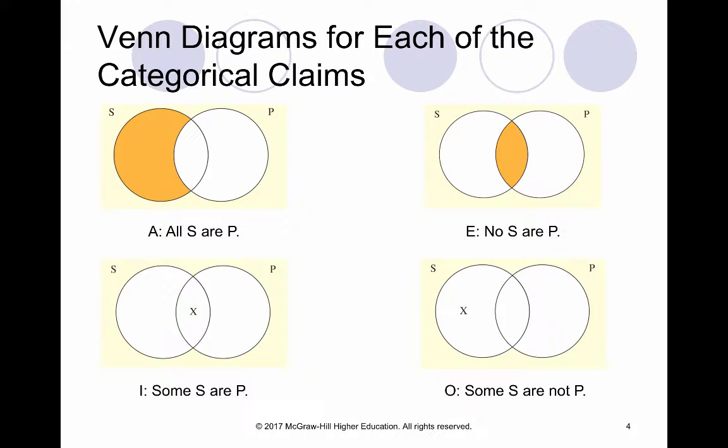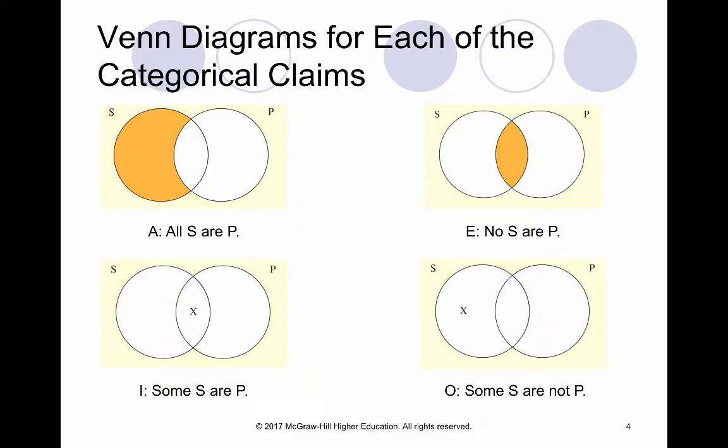So let's look at each of these claims. An A claim, all S are P, in this case, S stands for subject and P for predicate. So it says that all S are members not only of category S, but also are part of category P. So basically, all the members of category S are in that little overlap part, since they're also part of P, which leaves the rest of that circle empty. To illustrate this, that part for the circle S is filled solid. This means that part's empty.